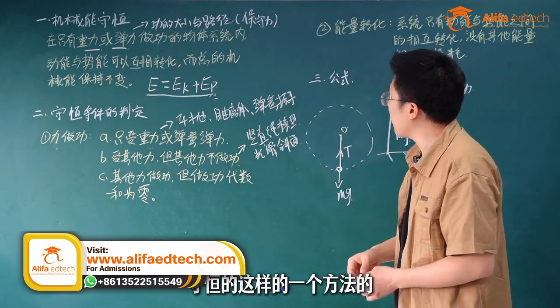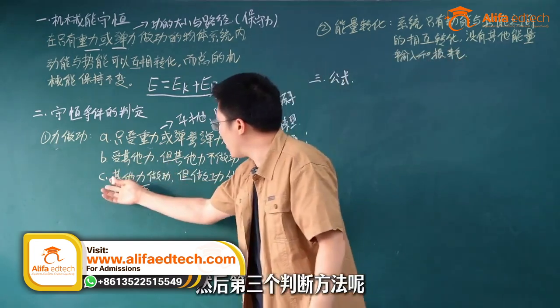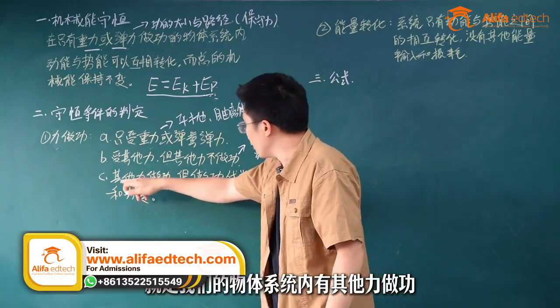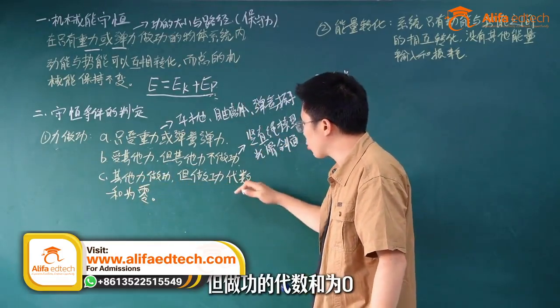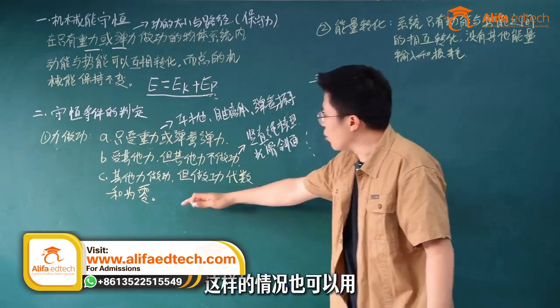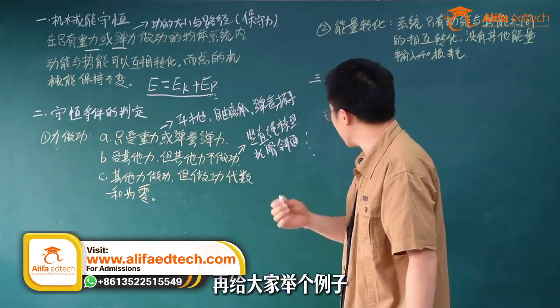The third criterion is when other forces do work, meaning there are other forces doing work within the system, but the algebraic sum of the work done by these forces is zero. That is, the total work done by other forces adds up to zero. In this situation, we can also use the conservation of mechanical energy. Let me give you another example.